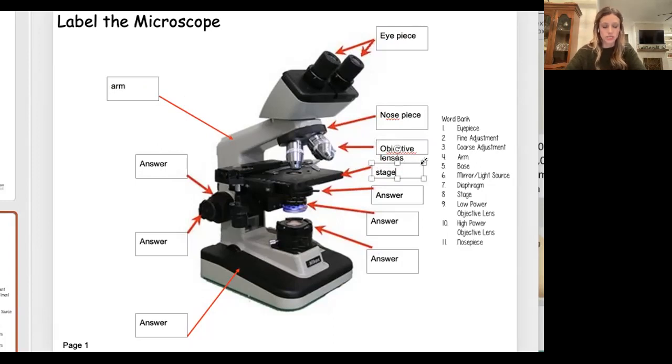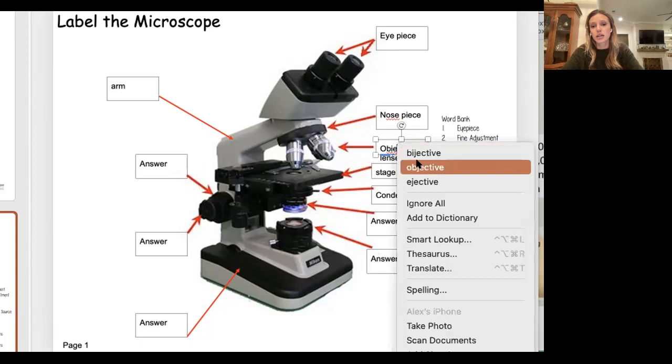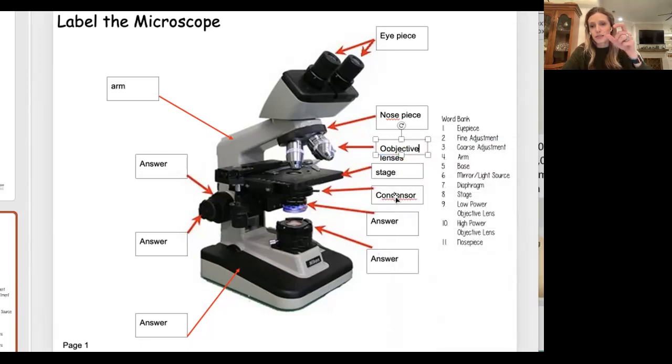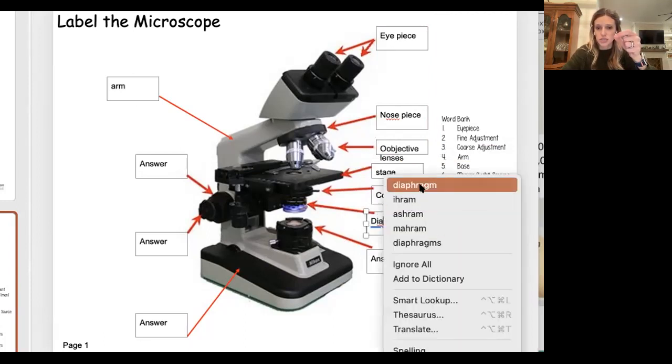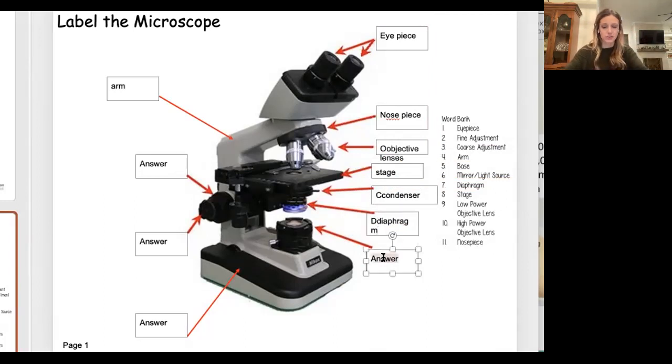Okay, this is going to be your stage. This little tiny itty bitty lever is going to be your condenser. So your condenser is basically how much light you're allowing in to the microscope. Then we have the diaphragm. The diaphragm is also helping the condenser adjust light. Then down here is going to be your mirror or light source.